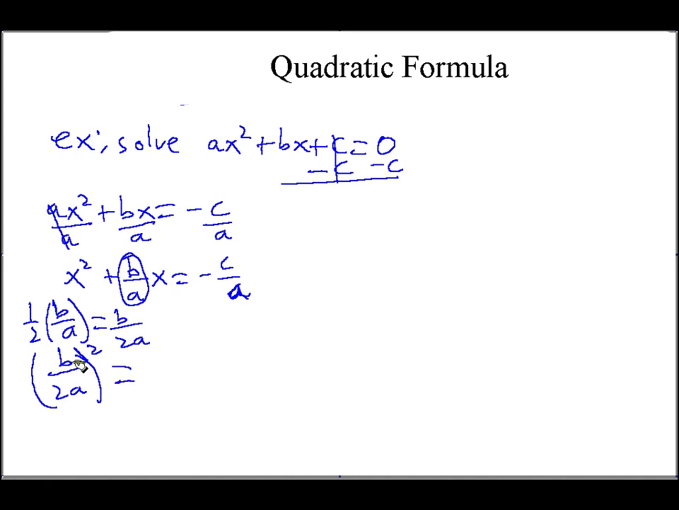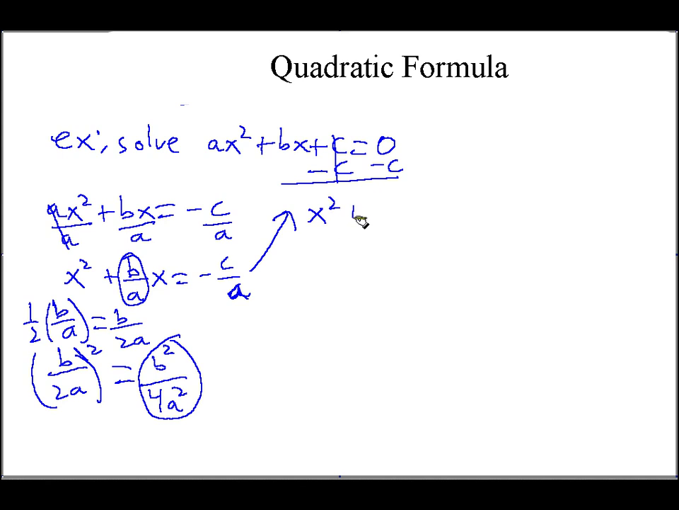So what I get? Well, I get b squared on top over, what's 2a squared? Isn't that 4a squared on the bottom? Hopefully we can see that without too much trouble, all right? So this is the number I'm going to add to both sides of this equation. So this equation becomes what?